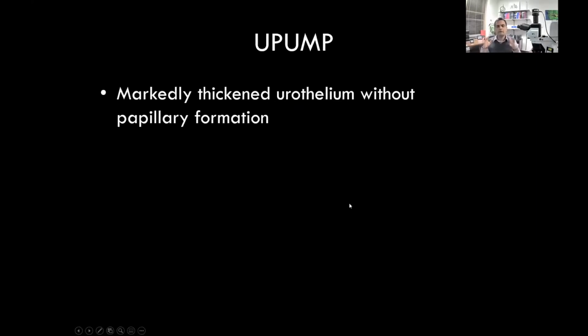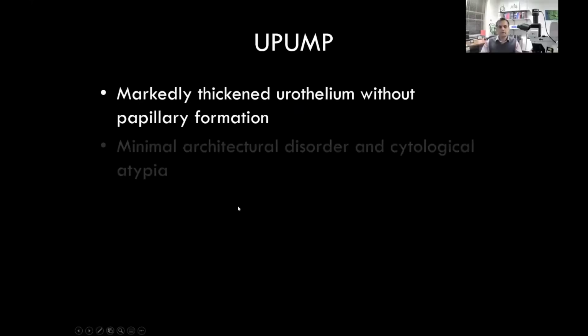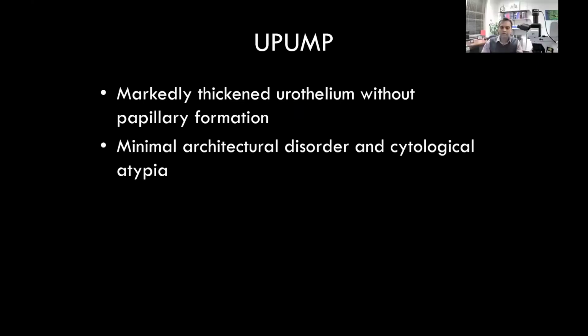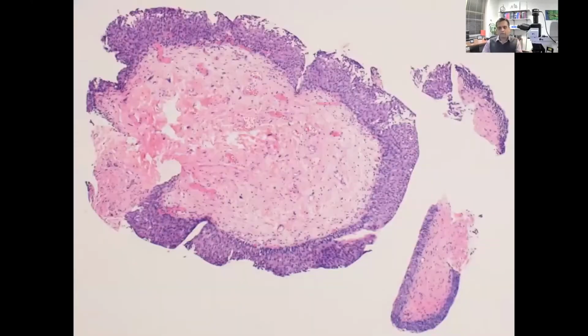Essentially, to start off, you need multiple thickened urothelium, which should not have papillary formation. And then you should not see any architectural disorder. If at all there is architectural disorder, it will only be minimal, and the same applies for cytological atypia too. There should only be minimal cytologic atypia. So let's look at an example over here.